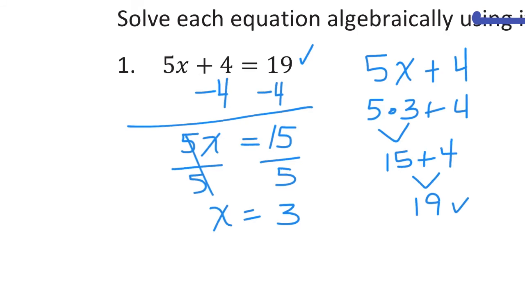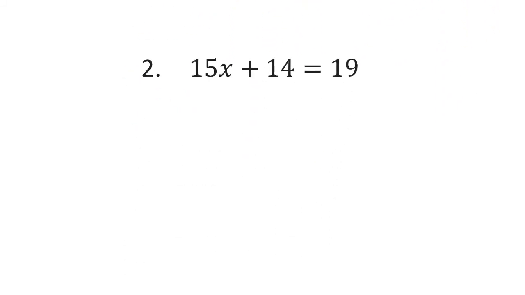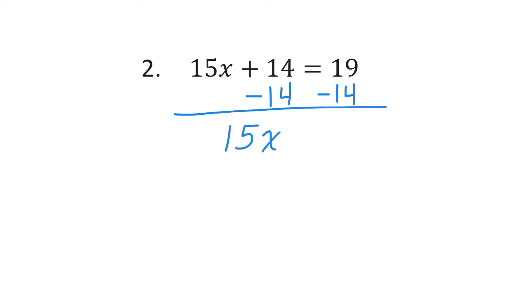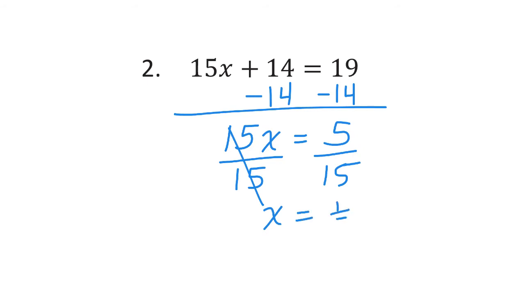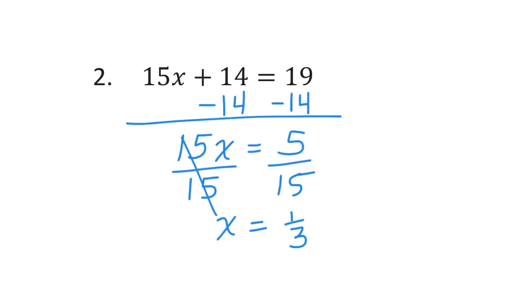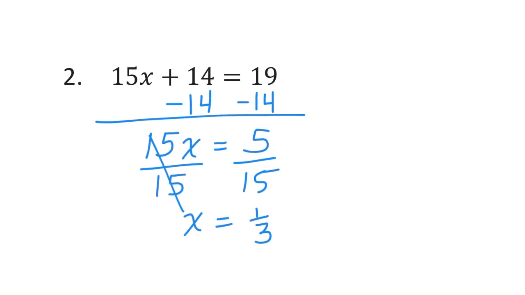Okay, if I move to the next problem on this page, very similar problem. I'm going to subtract 14 from both sides. And when I do that, I have 15x equals 5. Opposite of multiplication is division. Divide both sides by 15. So those cancel out, and x equals 1/3. So showing you can get fractions, you can get decimals for answers. This one, if you wrote it as a decimal, it'd be a repeating 3. So it would look like that.